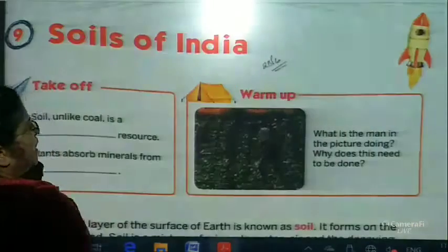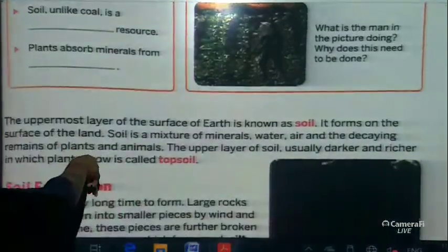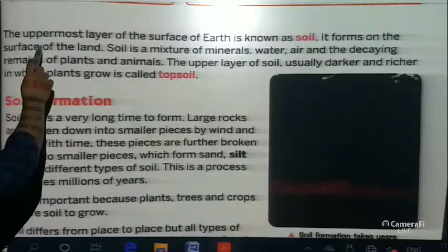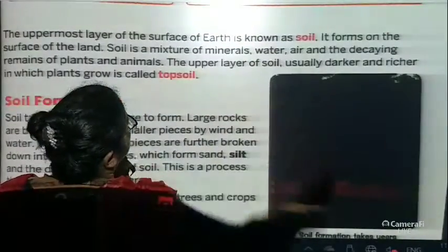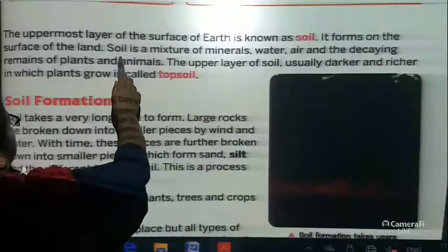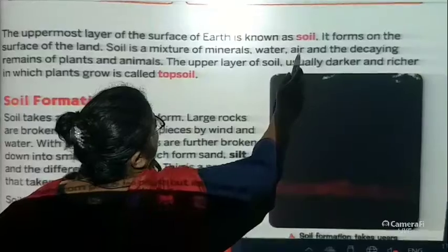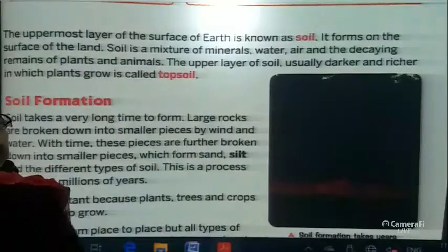Let us start with the chapter. Soils of India. Okay children, I hope all of you have the pencil in your hand and you can underline from here. The uppermost layer of the surface of the earth is known as soil. It forms on the surface of the land. Soil is a mixture of mineral, water, air and decaying remains of plants and animals.